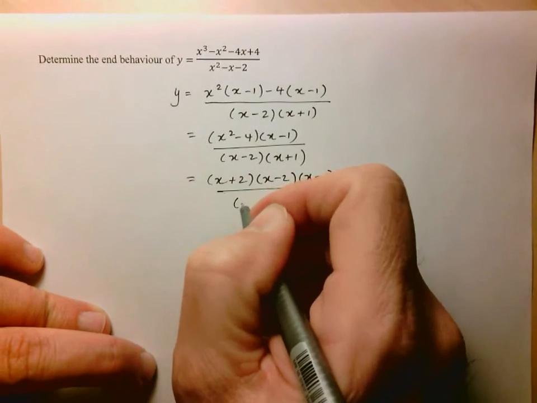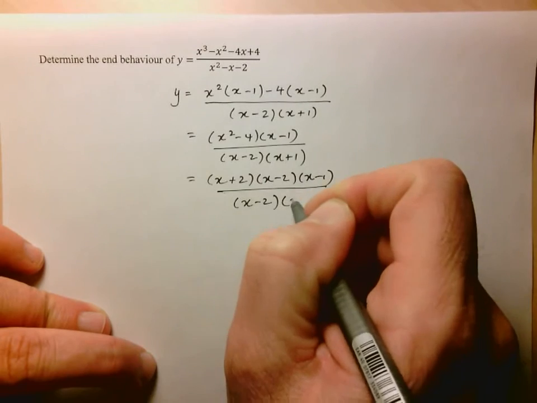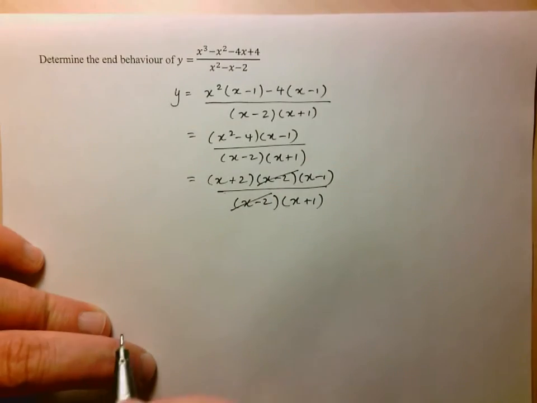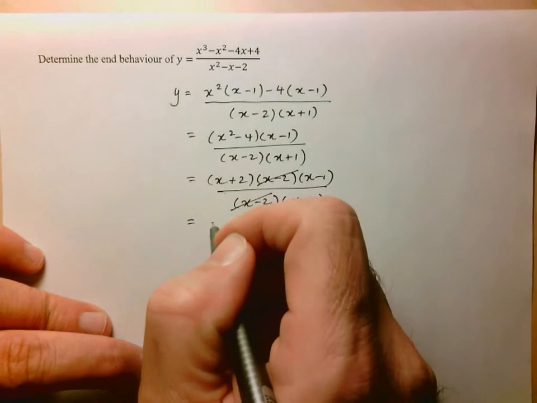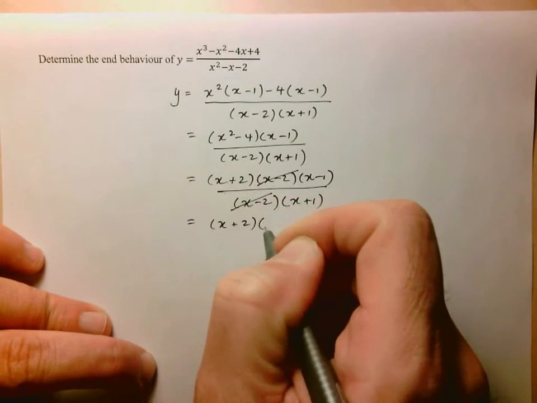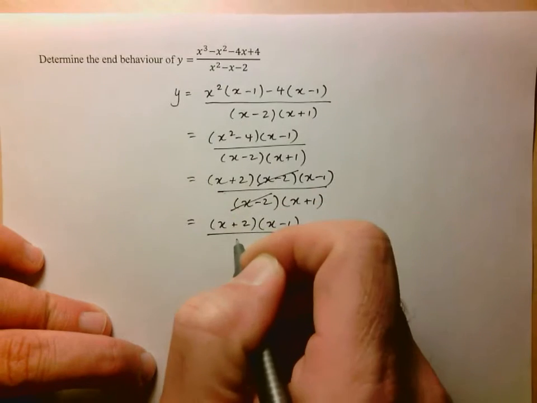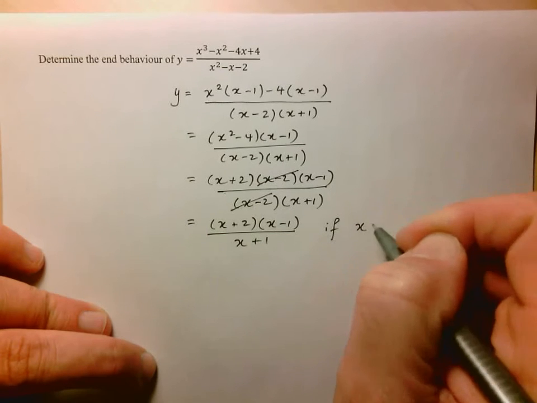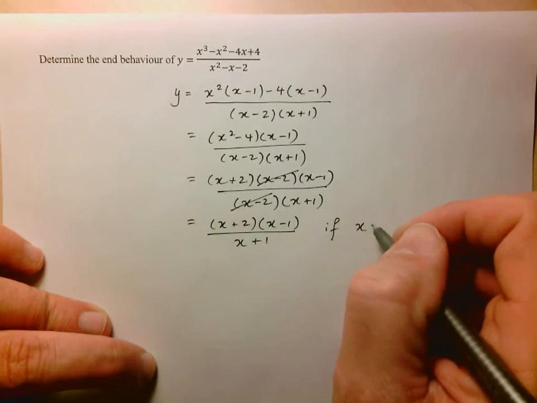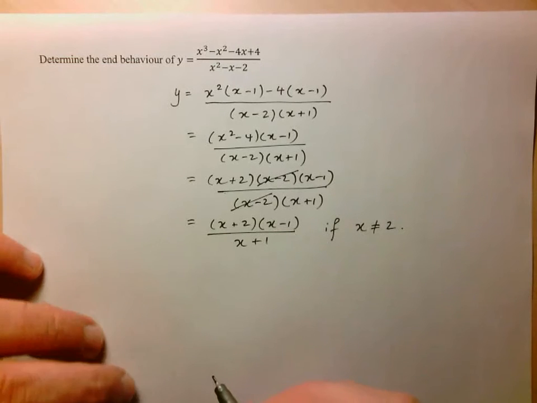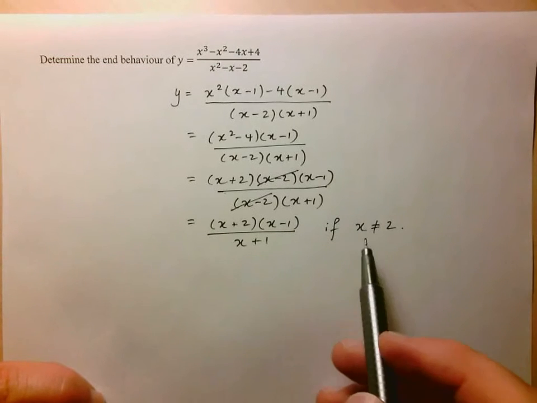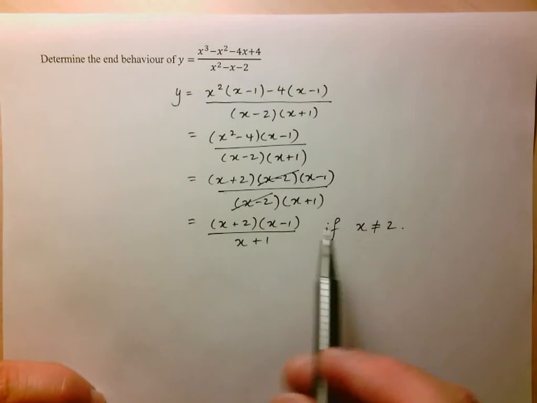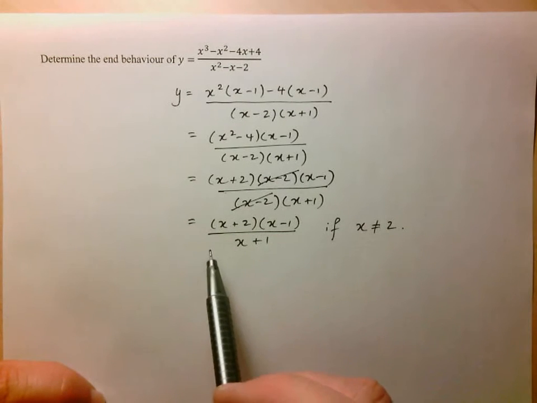I see that I will indeed be able to simplify this. The x minus 2's reduce, so I'm just left with x plus 2 times x minus 1. Of course, this is only true if x is not equal to 2. But when it comes to end behavior, we don't care whether this function is defined at 2 or not. We're talking about very large or very small x's.